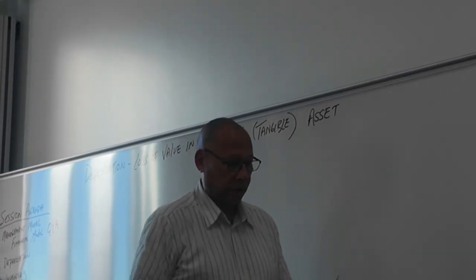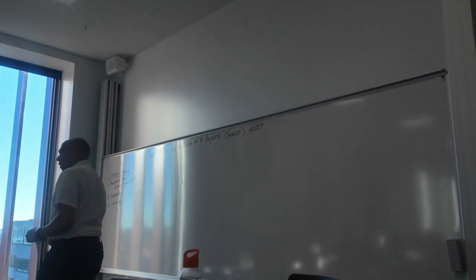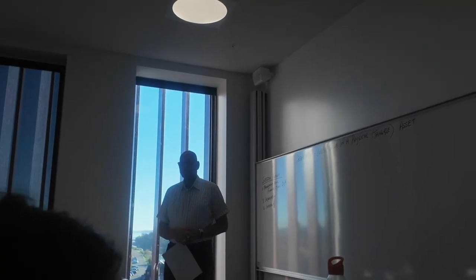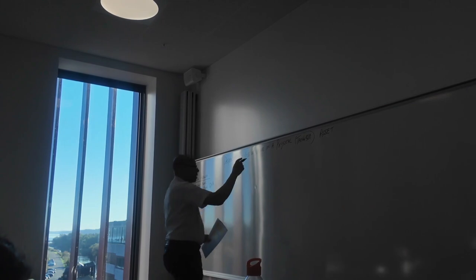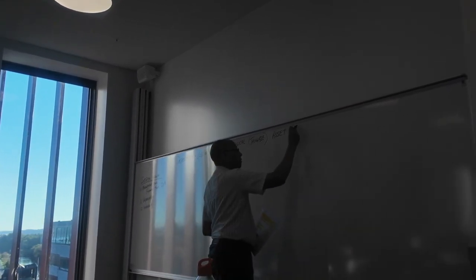Right. We'll talk about depreciation. Loss of value of a physical or tangible asset. So what type of asset is this? Current or non-current? Right. This category of assets we're talking about are non-current assets, right?